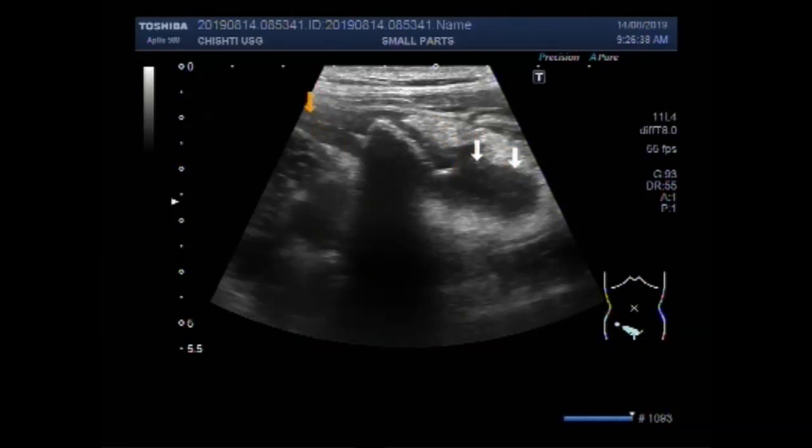surrounding it. Now if you scan in the long axis, the appendix will appear as a tubular form with the same pattern. You can see, this is the long axis.